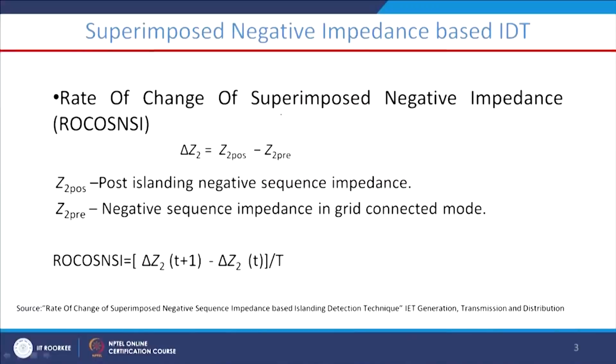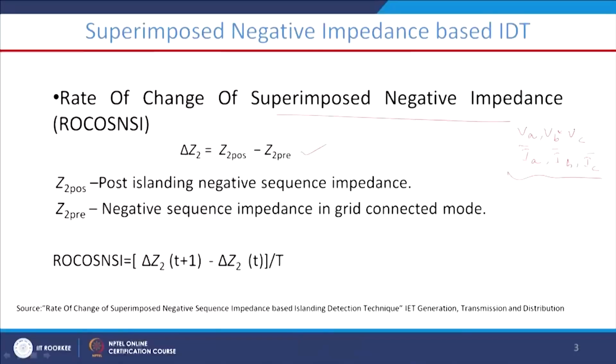Here, what we do is first calculate the superimposed negative sequence impedance. The first step is to collect the three phase voltages VA, VB and VC, and also the three phase currents IA, IB, IC at the terminal of the DGs or at the terminal of the DERs.